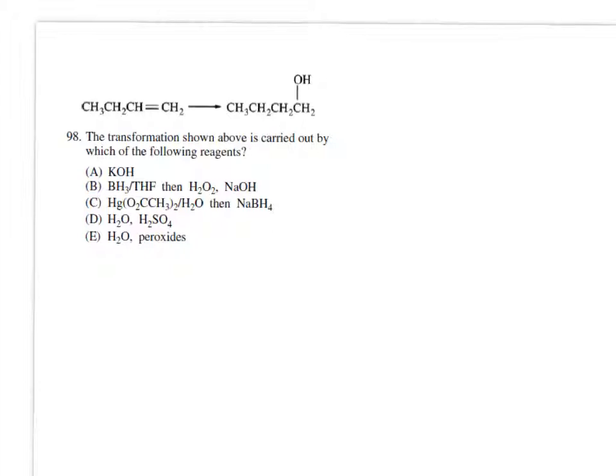So here we see a reaction. There's an alkene that's being turned into a primary alcohol. So there's an alcohol that's being added to this carbon, and then of course the second carbon is turned into a CH2 instead of a CH. So we're adding water. So we're essentially adding water across this double bond. This is a hydration.